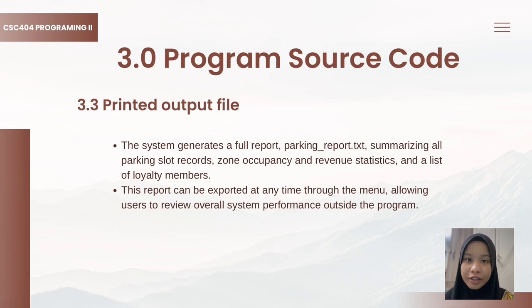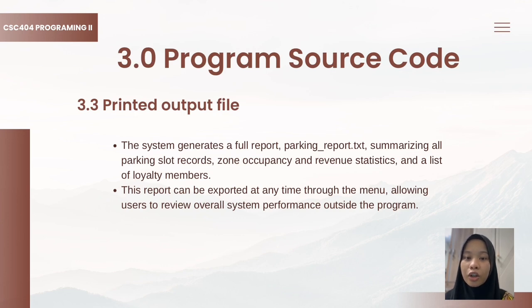Moving on to section 3.3, the printed output file. Our smart parking management system automatically generates a full report called parking.txt. This report summarizes 3 main things. First, all parking slot records, which shows each slot status, the vehicle's plate number, entry and exit time, and the amount charged.